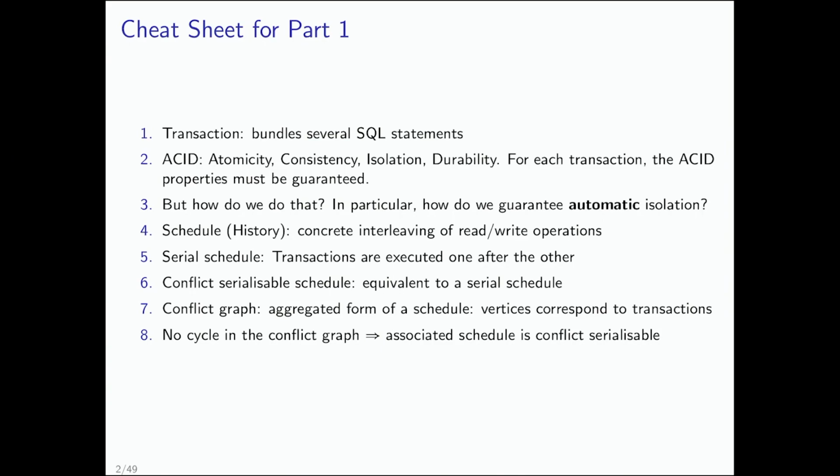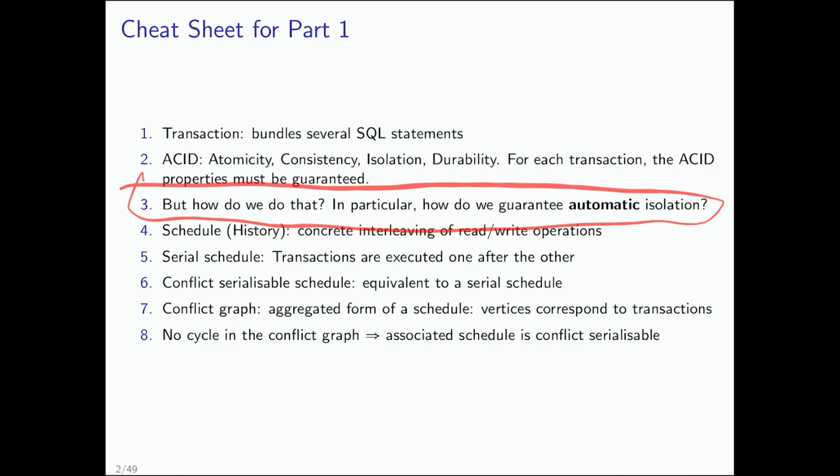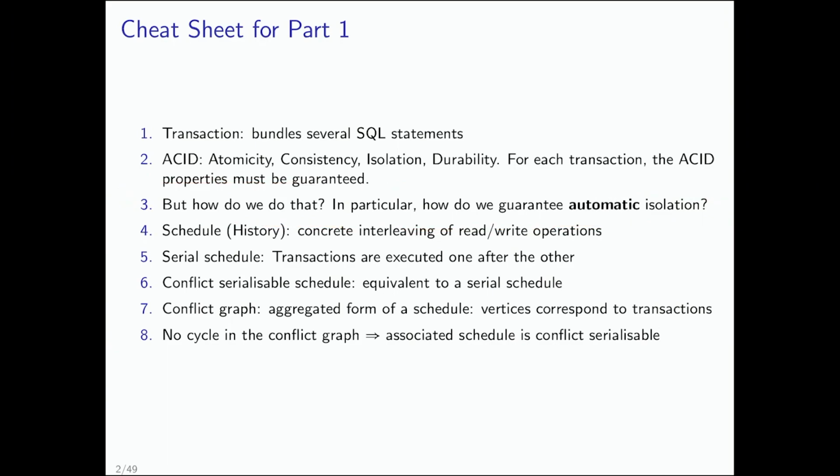Okay, and then the question is, how do we do that? How do we guarantee automatic isolation? That is the focus of this lecture. And these things are intertwined, of course. If you lose one of the properties of ACID, you typically lose the others as well. So there are dependencies in that.